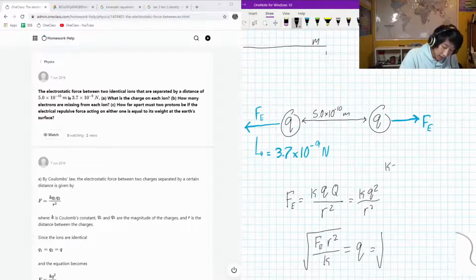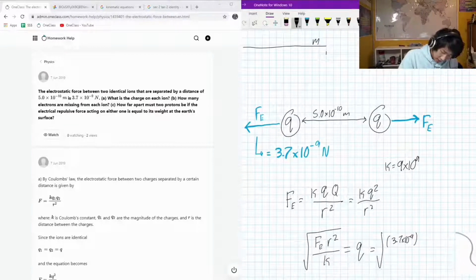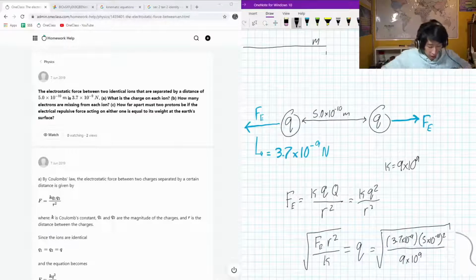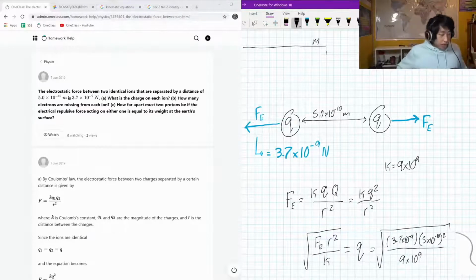Okay, let's sub in these numbers. By the way, K is equal to 9 times 10 to the 9. That's Coulomb's constant. It's a good thing to keep in your mind. So let's sub in our numbers. 3.7 times 10 to the negative 9 times our distance of separation, so that's 5 times 10 to the negative 10, all squared, all divided by 9 times 10 to the 9, and that's all under the root. Cool, so I'm going to pull out my calculator and figure out what this calculation is.